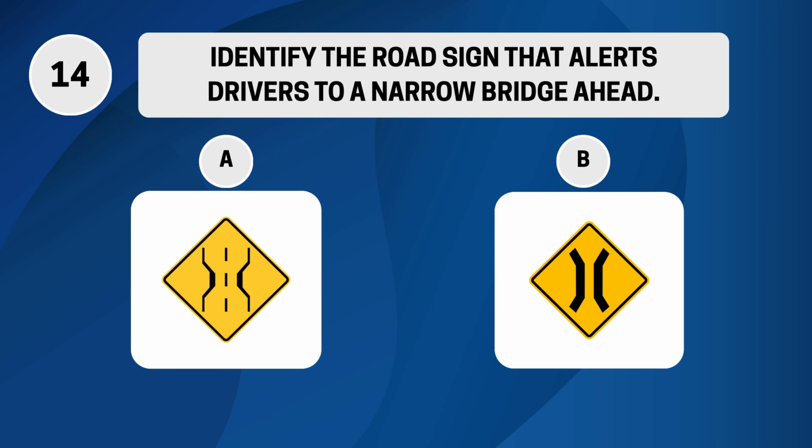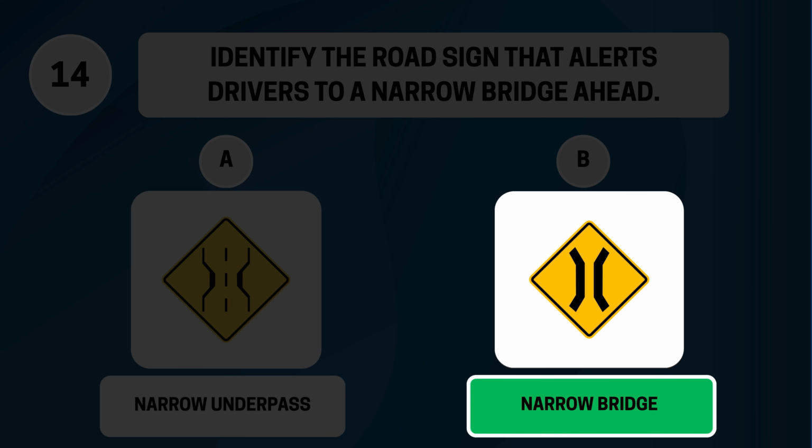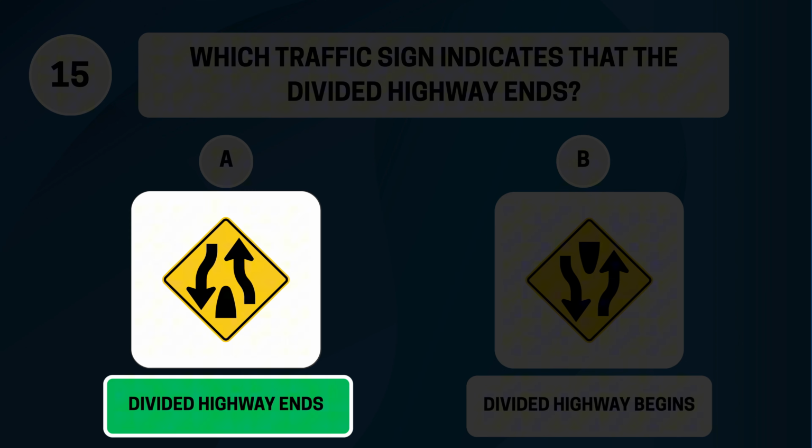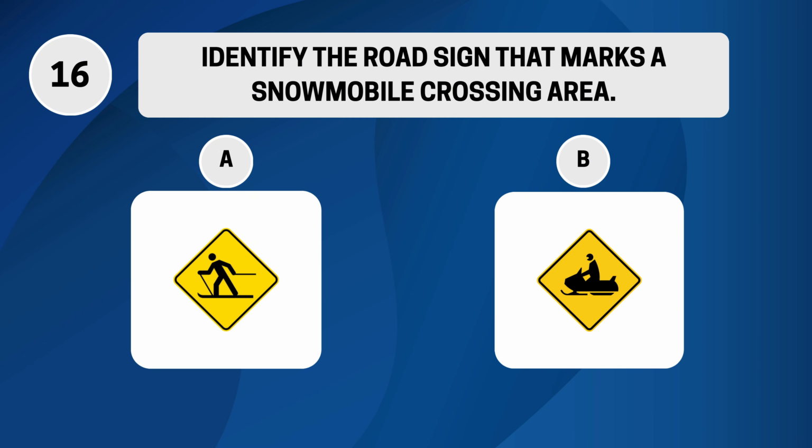Identify the road sign that alerts drivers to a narrow bridge ahead. Which traffic sign indicates that the divided highway ends? Identify the road sign that marks a snowmobile crossing area.